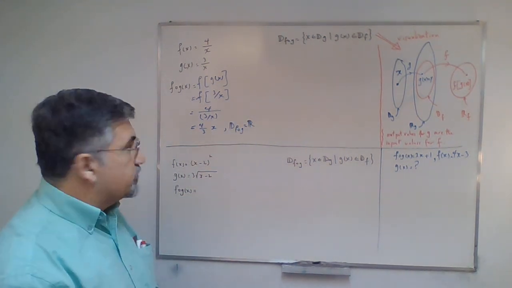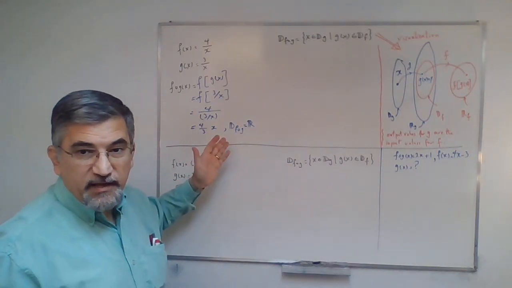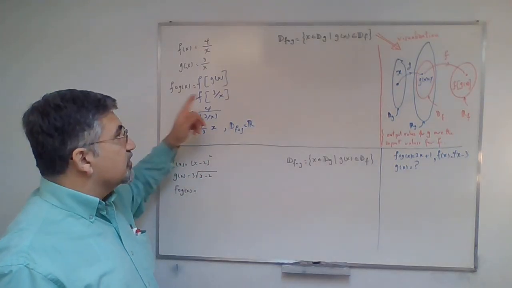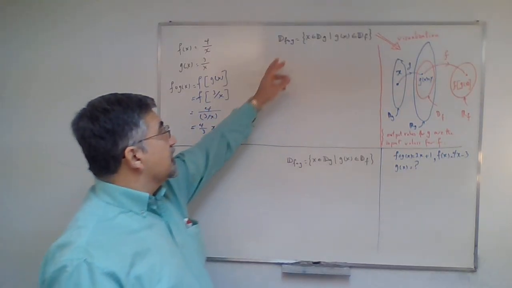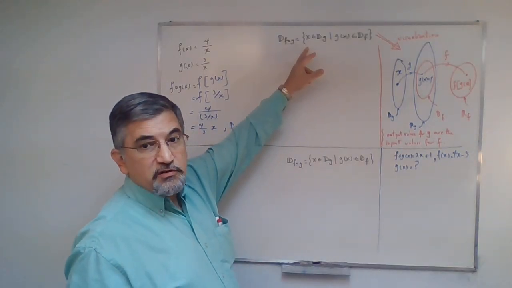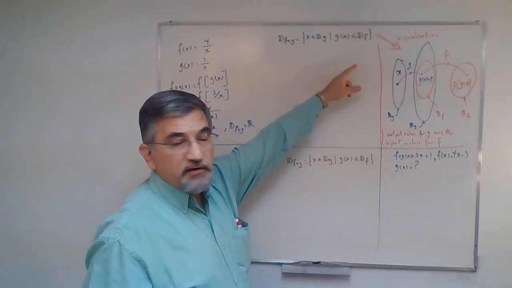Now, I want to show you that this is completely incorrect. I want to say that this is wrong, actually. Now, you may say we didn't do anything wrong here. You're right, but you'll see what happens shortly. We said that the domain of f of g of x is the set of numbers x belonging to the domain of g, such that g of x belongs to the domain of f.